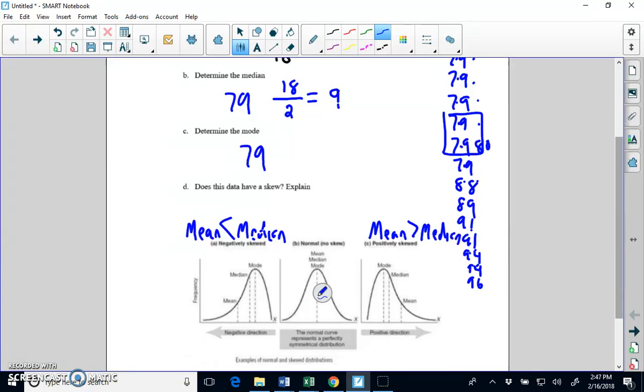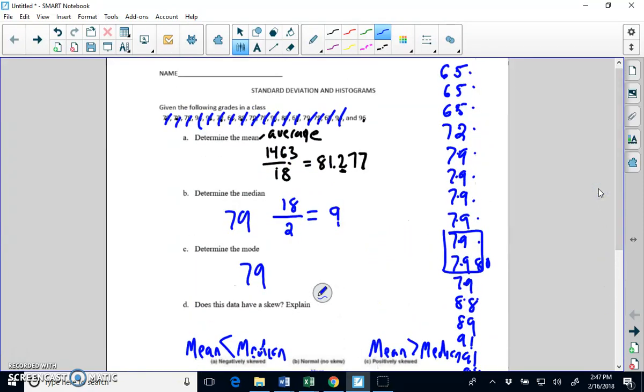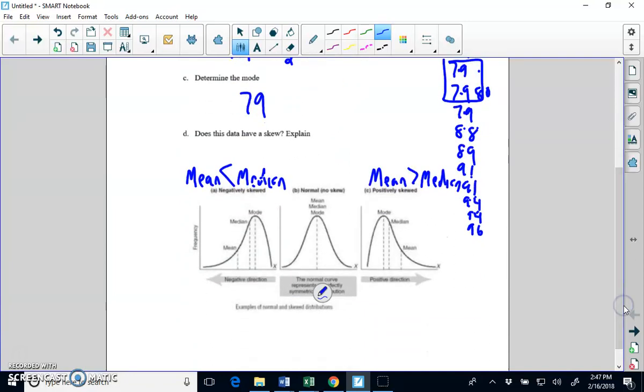So if we look at our data set, our data is not really skewed because it's not much greater, but in this case, our mean is a little bit greater. If you look at our mean here, our mean is a little bit greater than our median of 79. So in this case, the data is slightly positively skewed. There are some higher scores pulling the data set over. Okay.